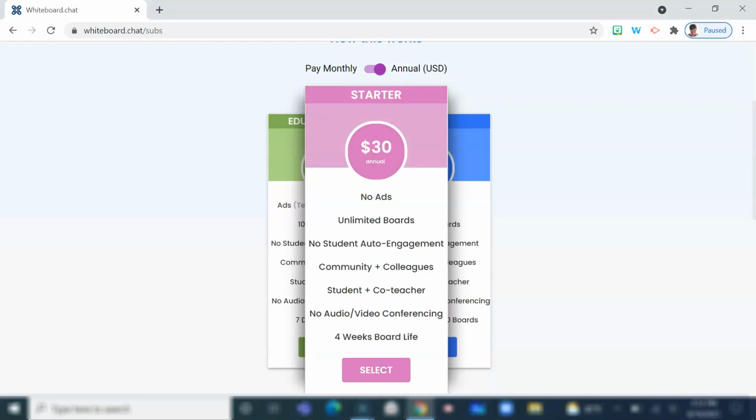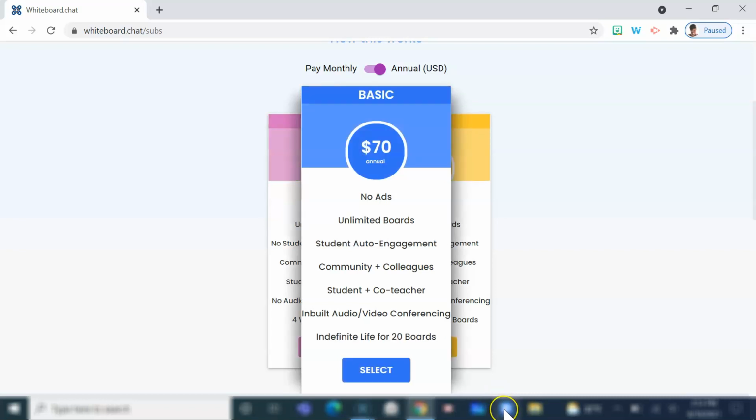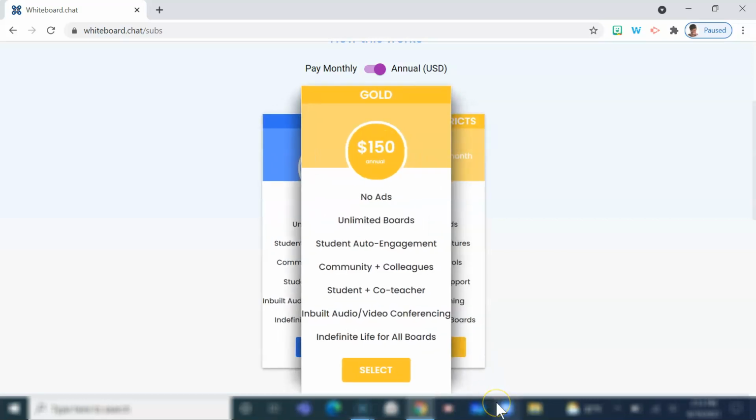With the $30 plan, you have unlimited boards, that co-teaching option, and an extended life of the board up to 4 weeks. The next highest plan is the $70 annual plan. In here, you pretty much get all the perks: unlimited board life, the co-teaching option, and then we have the annual gold. The main difference between this plan and the $70 annual plan is that the $70 plan allows up to 20 boards with indefinite board life. However, with the $150 annual plan, all boards have an indefinite board life.